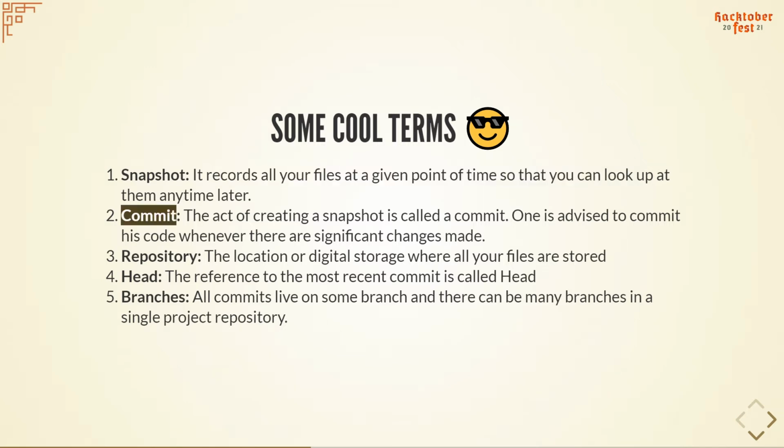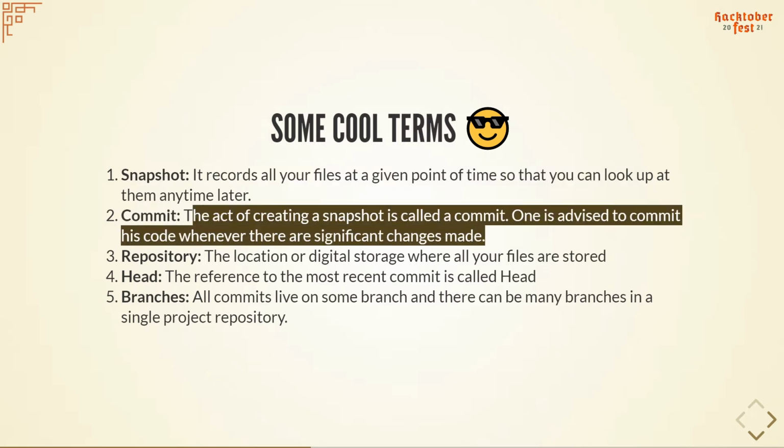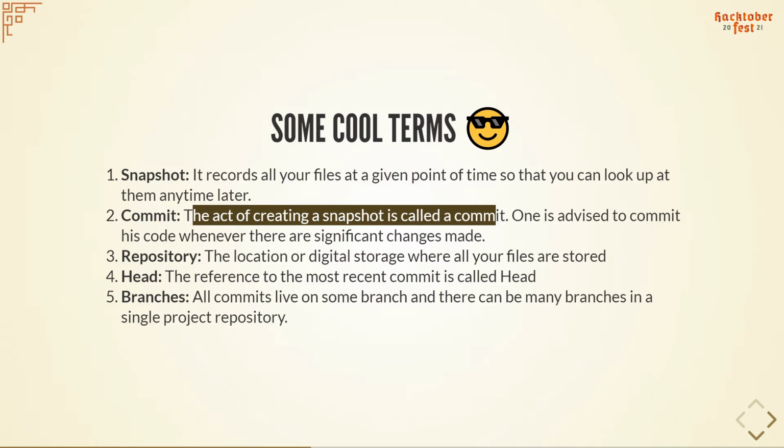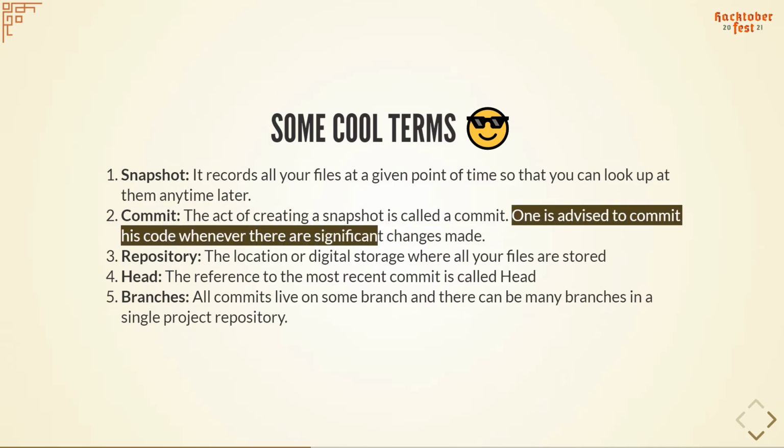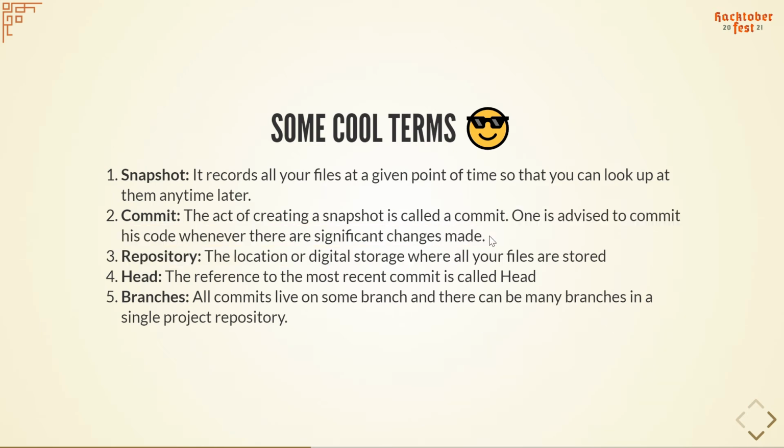What is a commit? The act of creating a snapshot, as simple as that. Or in layman terms, the act of saving your code. That is called a commit. One is advised to commit code whenever significant changes are made. So commit soon, commit early, so that you can revert back to the previous commits whenever you want, even if you made any unwanted change. A commit is basically the point of time where your code is saved by the version control system.